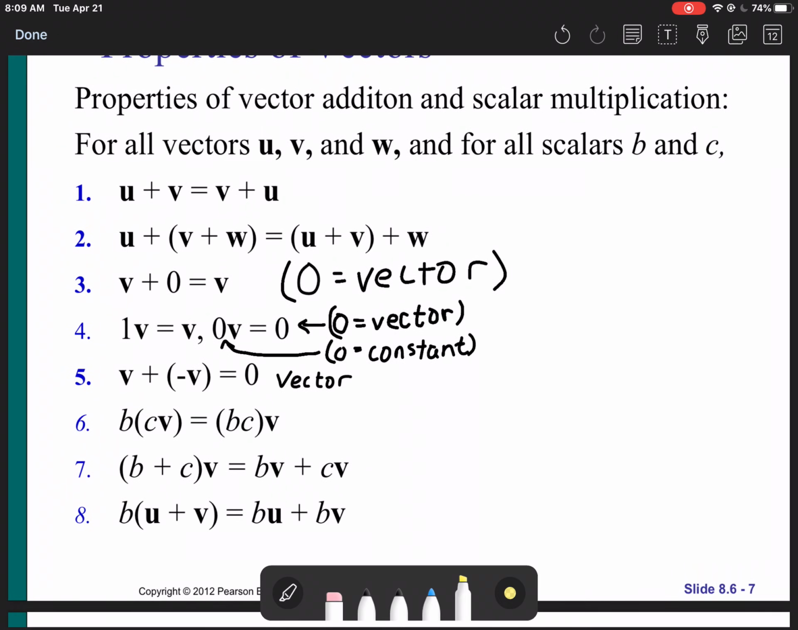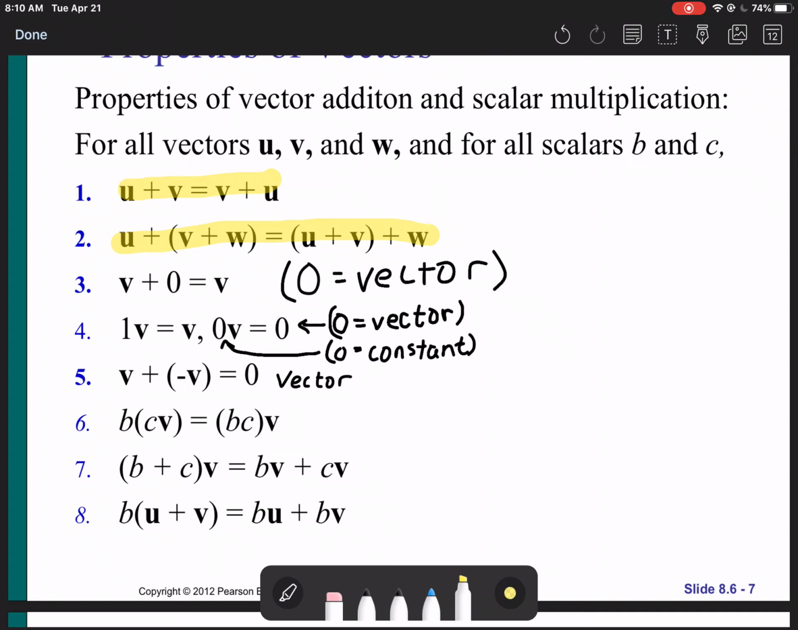Number one, we've already addressed this in the last section. We said vector addition was commutative. So u plus v is equal to v plus u. It doesn't matter which order I add vectors, I get the same resultant vector. Number two, it turns out that vector addition is also associative, the grouping property. So how I group the vectors when I'm adding, u plus v plus w, gives me the same resultant vector.